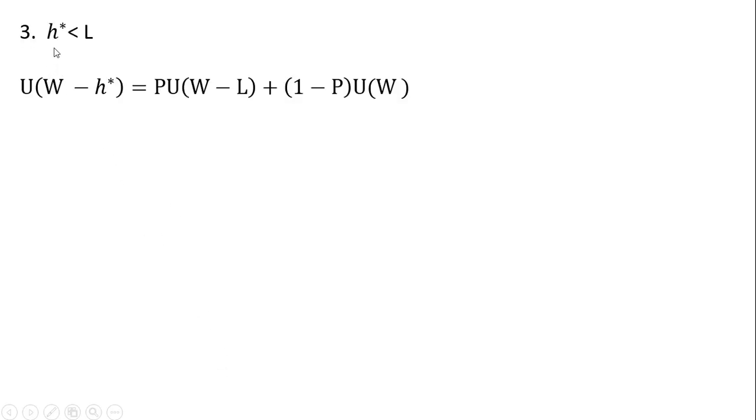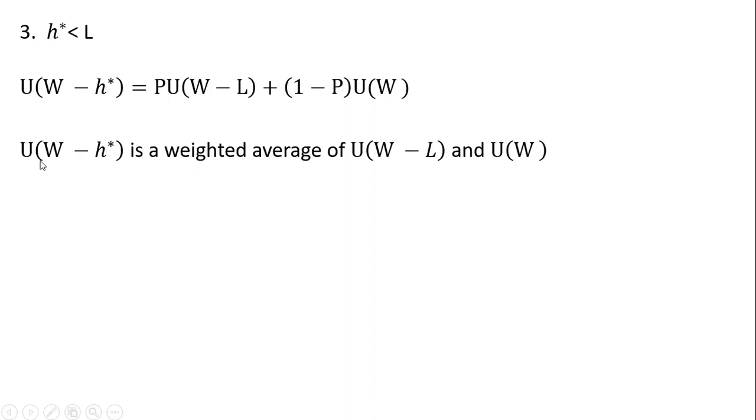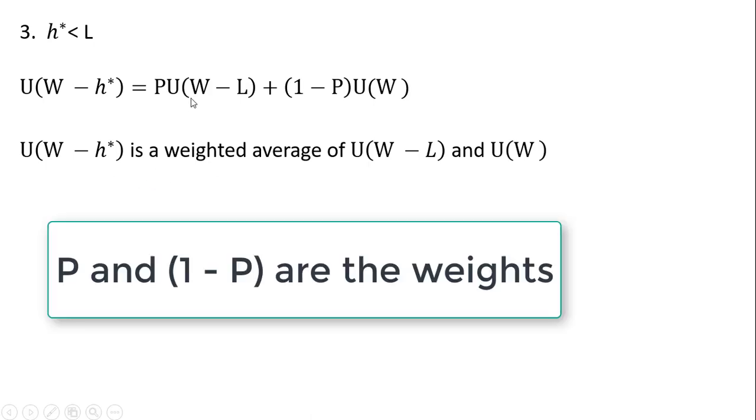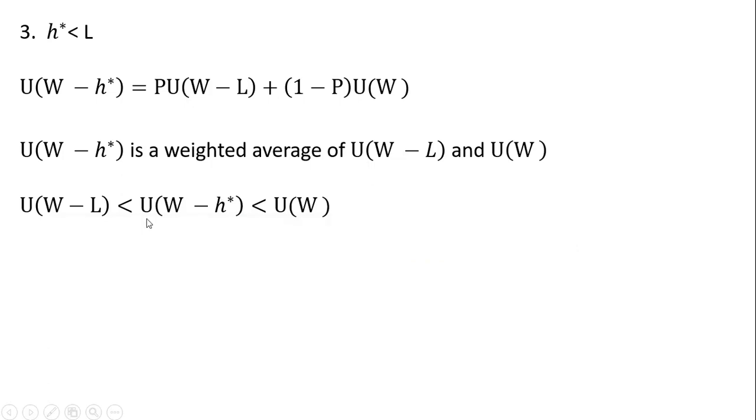All right, result 3, the maximum willingness to pay for insurance is less than the size of the loss. So our result from before. And the utility here of wealth minus your maximum willingness to pay is just a weighted average of the right-hand side here. And so we can write it like this.